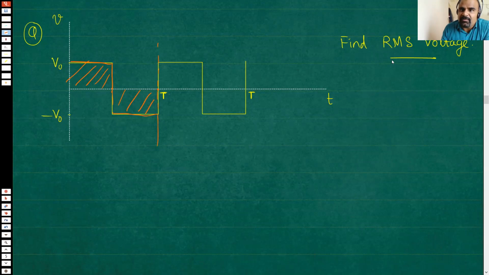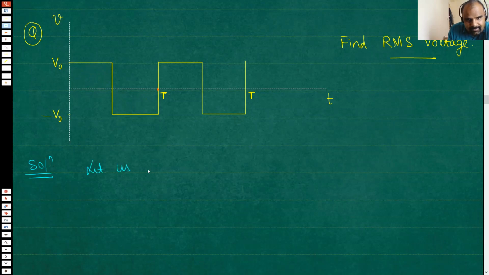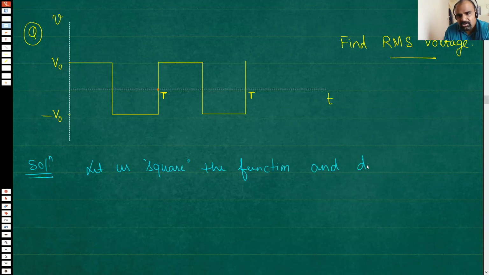Now this time, so for RMS, what is the first step? First step is to square. Okay, first step is to square. So let us square the function and draw a graph for it. So solution. Let us square the function and draw graph.